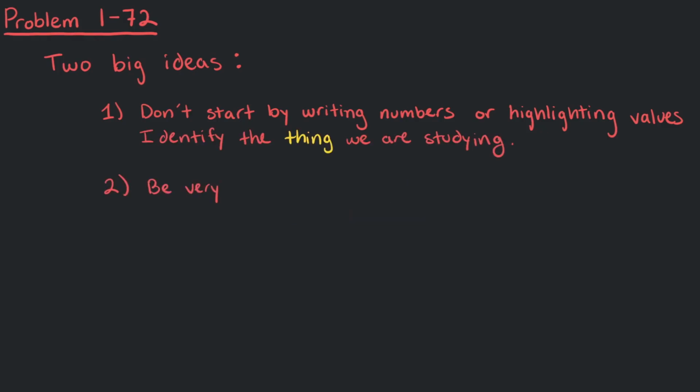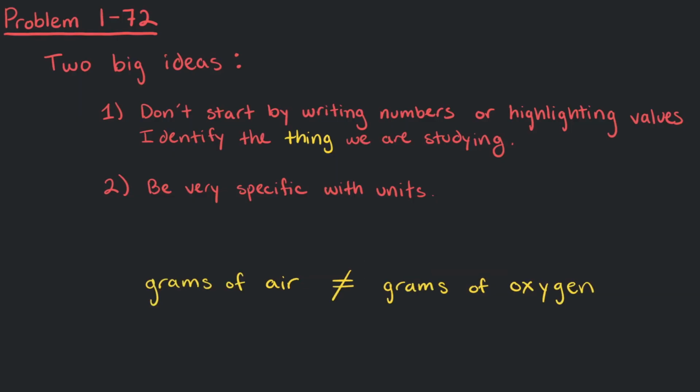2. Be very specific with units. Just grams is ambiguous, especially when we're dealing with multiple things, which is almost always the case. Use grams of air or grams of oxygen. Be specific so that you don't mistake one substance for another.